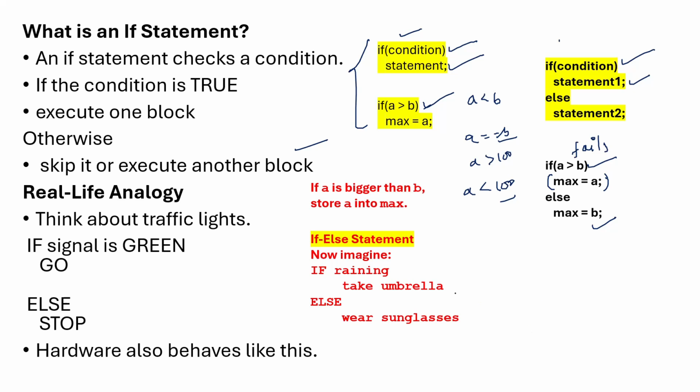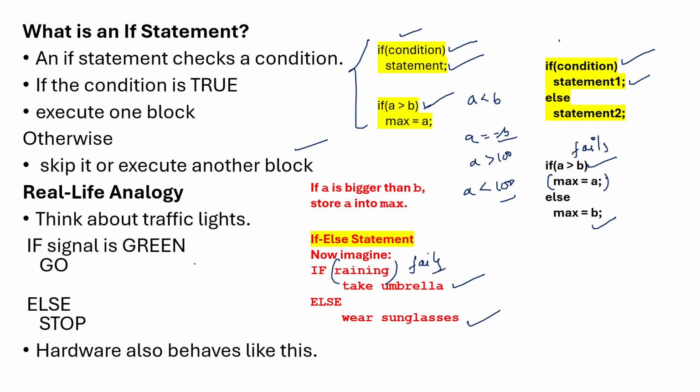See, suppose my condition is an if else condition. If it is raining outside, I need to carry an umbrella. Or if it is sunny, so the rain condition fails. Then, since it is sunny, wear sunglasses to protect your eyes. That is the if else condition. This is how the if else condition takes place.